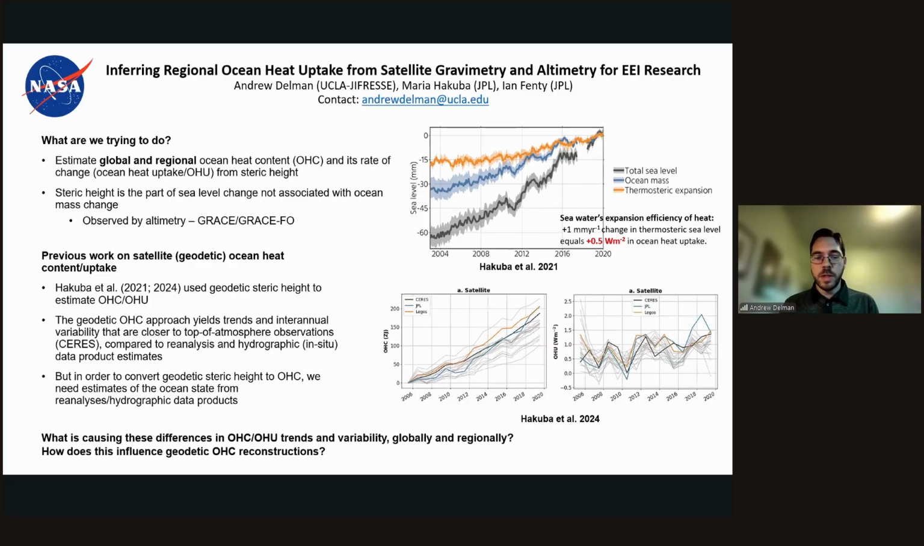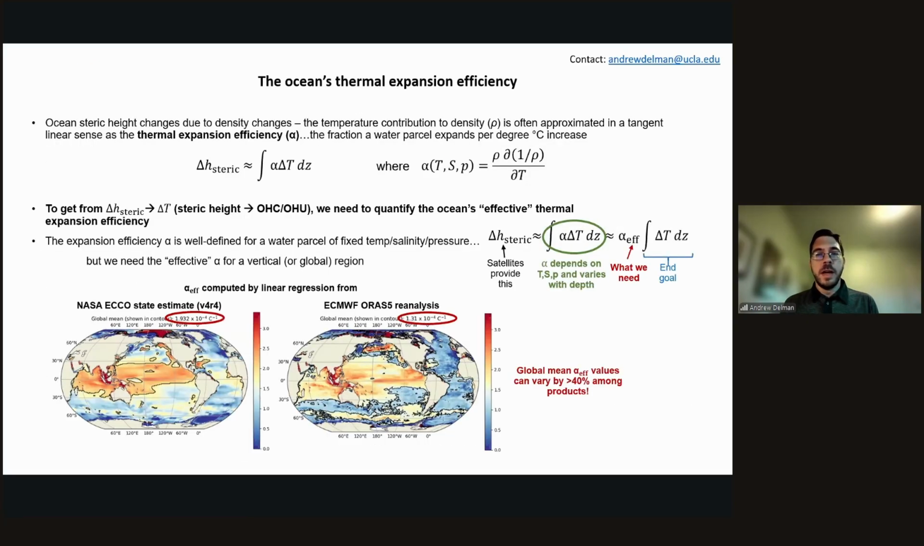And we need to understand better what's causing the many differences in the various products that estimate the ocean state. So the key concept here is the ocean's thermal expansion efficiency, where you can describe the change in steric height as the vertical integral of this thermal expansion efficiency alpha and the change in the temperature, which is proportional to the ocean heat content. So to get from the steric height, which satellites provide, to the change in the temperature, we need to know this alpha, and alpha varies with temperature and salinity and pressure, and therefore it varies a lot with depth in the ocean.